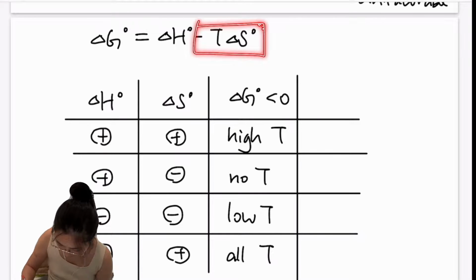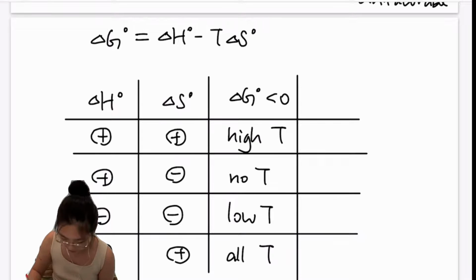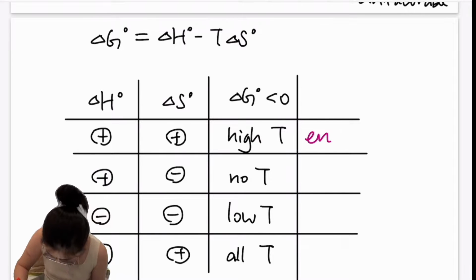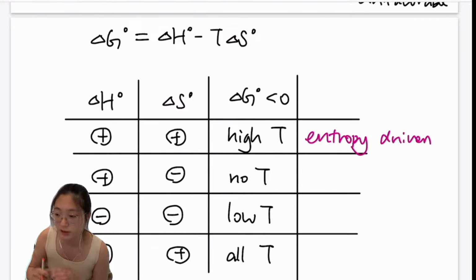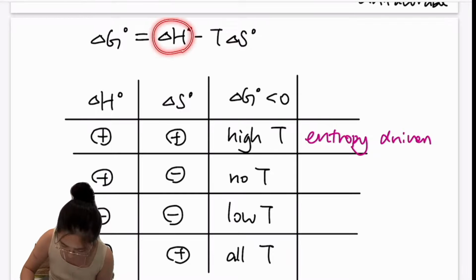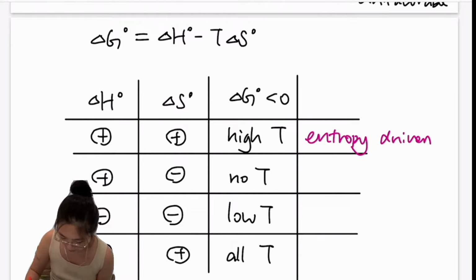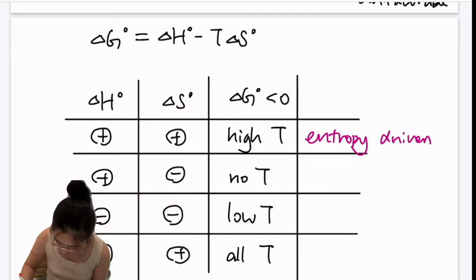So we call this one entropy-driven spontaneous reaction. If it were not for the positive change in entropy, then enthalpy is positive, which will make the delta G positive. On the other hand, this one is called enthalpy-driven.